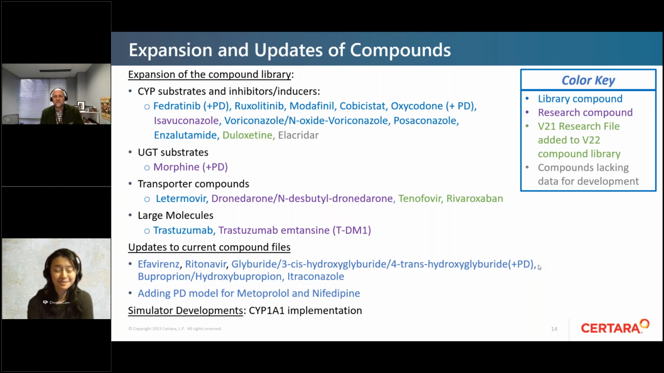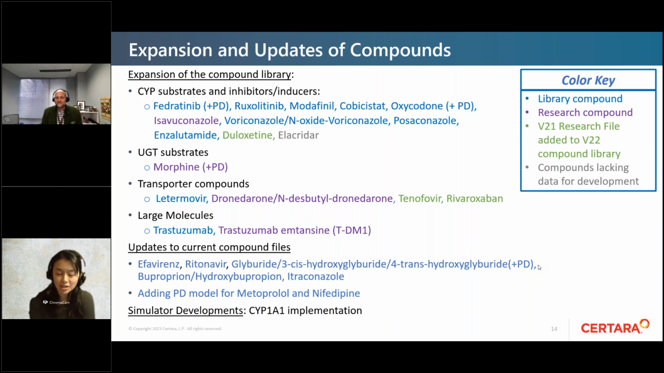Gene, can I ask a quick question here? Absolutely, Mark. This is quite a large list of new compounds. Are these all cherry-picked by the consortium members, or are there other criteria that get them on the list for this year?